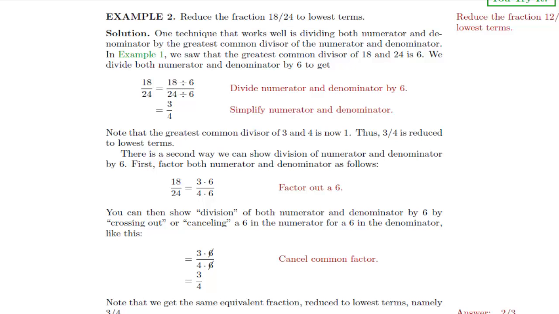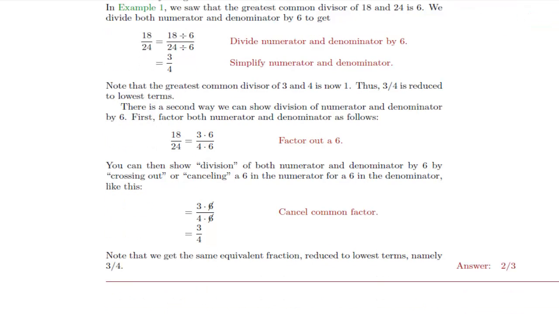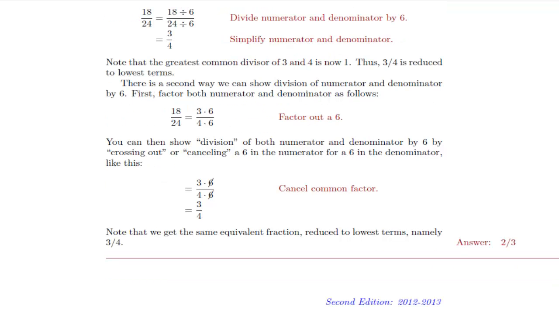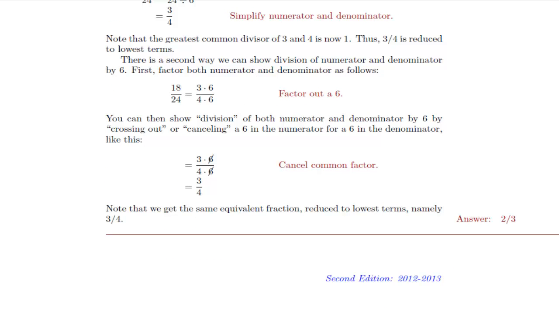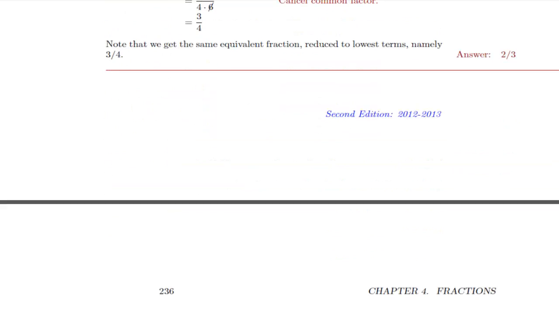Note that the greatest common divisor of 3 and 4 is now 1, thus 3 over 4 is reduced to lowest terms. There's a second way we can show division of numerator and denominator by 6. First, factor both numerator and denominator as follows. 18 factors into 3 times 6, and 24 into 4 times 6. You can then show division of both numerator and denominator by 6 by crossing out or canceling a 6 in the numerator for a 6 in the denominator, like this. So the 6's cancel, and we're left with 3 over 4, an equivalent fraction reduced to lowest terms.